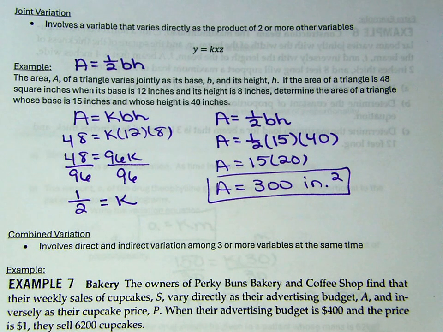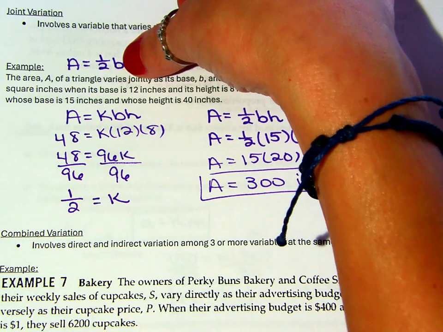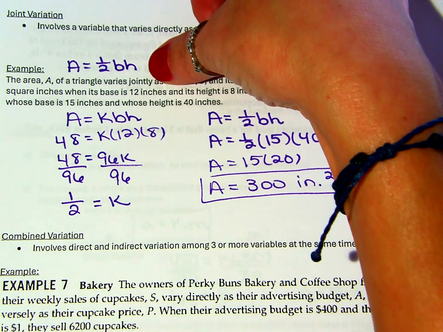As our base and our height went up, so did our area. So joint variation is just kind of a more specialized version of direct variation. It's just instead of looking at one variable, we didn't get to just look at the height or just the base. We had to look at both the height and the base of our triangle to determine the area.